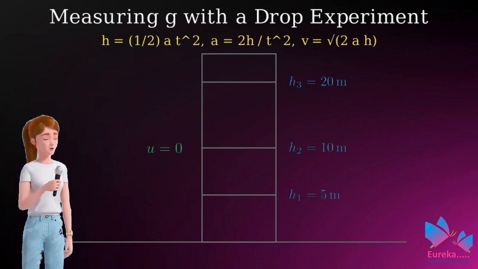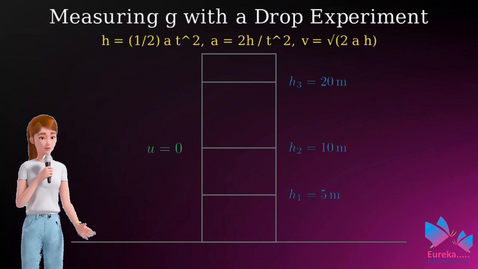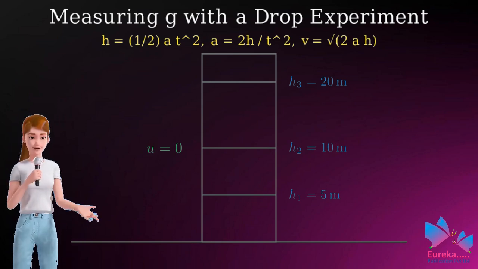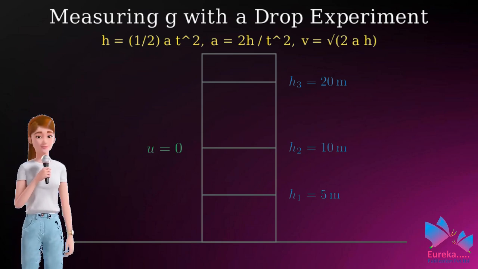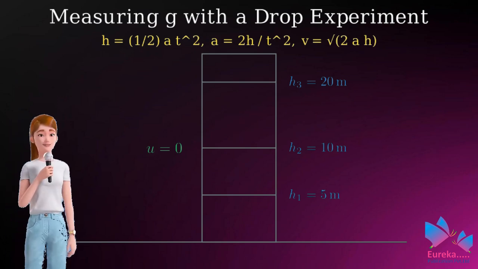Here is our setup: a tall building, a few floors, and the ground. We will drop a stone from different floors corresponding to different heights. We carefully release the stone without any initial force, so u equals 0. We measure the time of fall using a stopwatch or timer, and use those times to compute the acceleration.